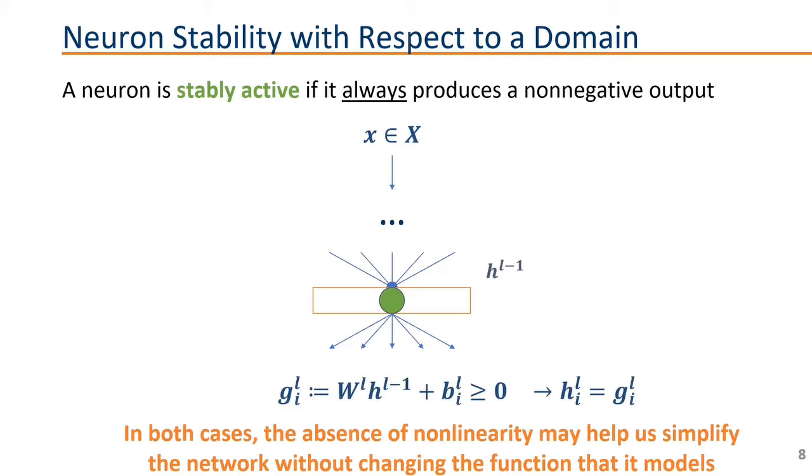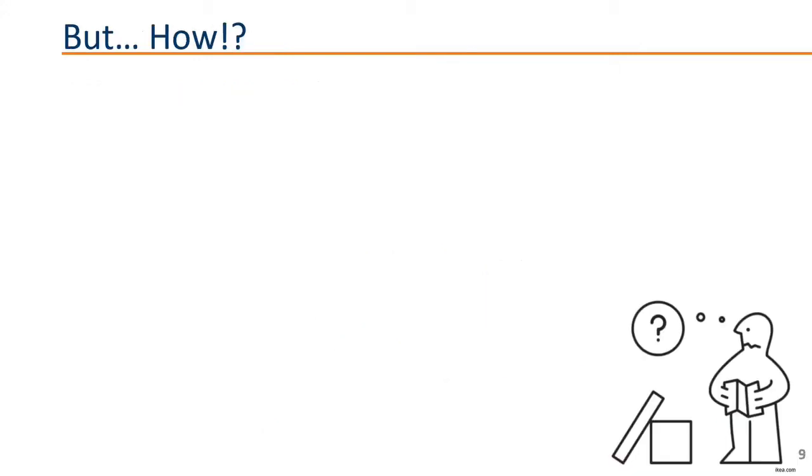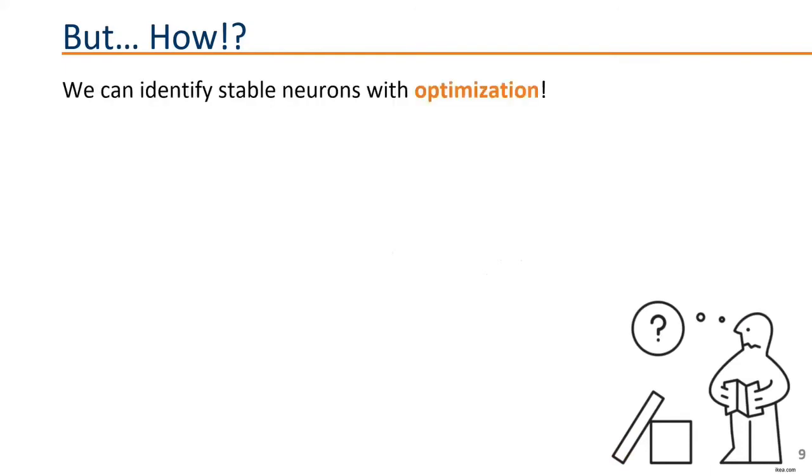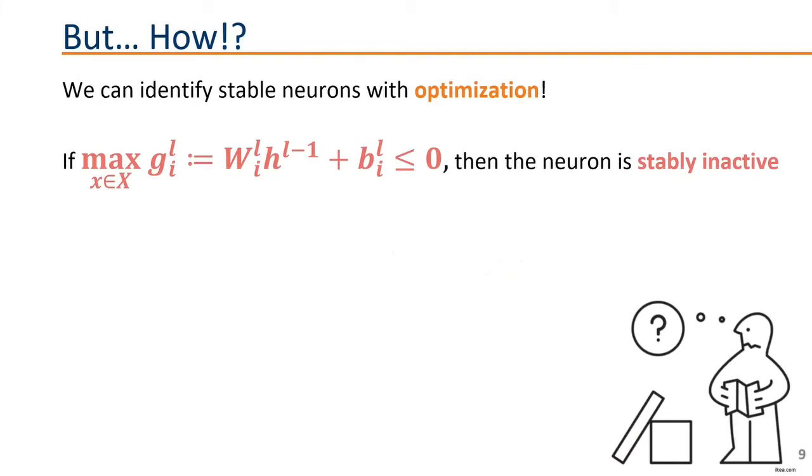In both of these cases, this is relevant for us because this absence of a nonlinearity, of a discontinuity in the output of each one of these neurons, is going to help us simplify the neural network without changing what this function is modeling. And the way that we're going to do this, as you may guess, is by using optimization.